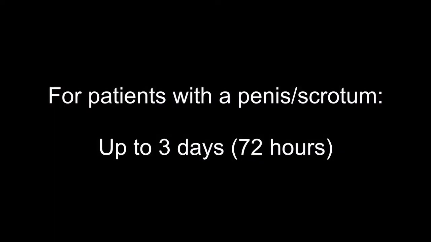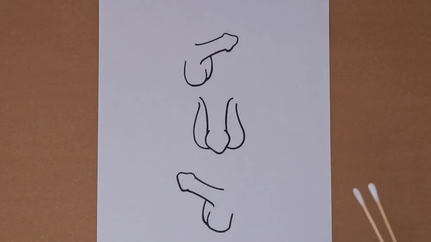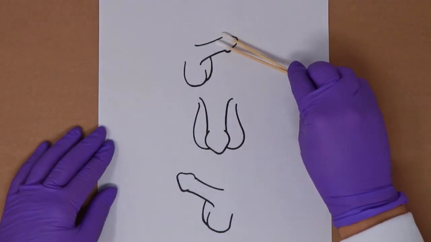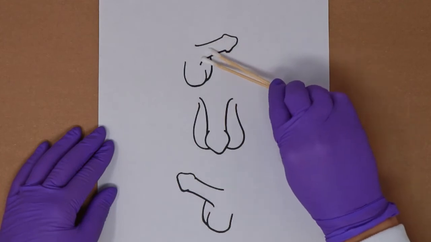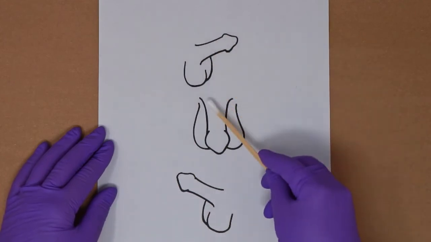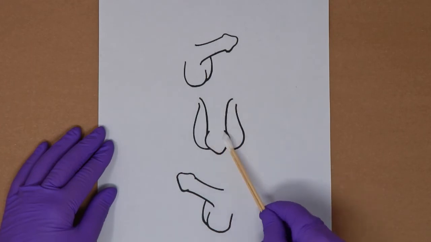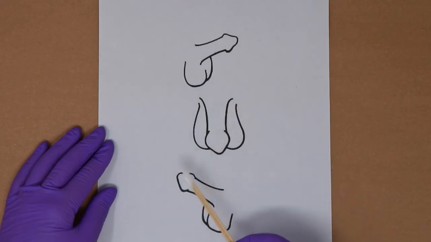For patients with a penis or scrotum, these samples can be collected for up to 3 days or 72 hours. Use 2 swabs moistened with sterile water to collect material from the exterior surface of the penis, regardless of condom use. For uncircumcised individuals, retract the foreskin and roll the swabs around the internal foreskin and the remaining areas of the penis.